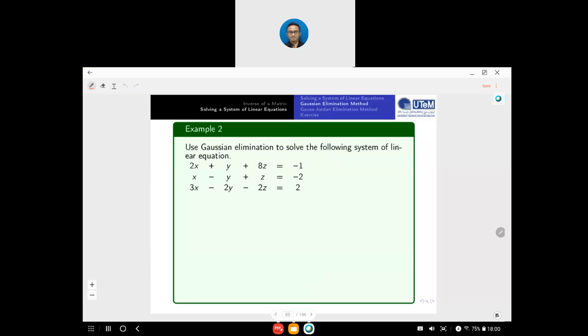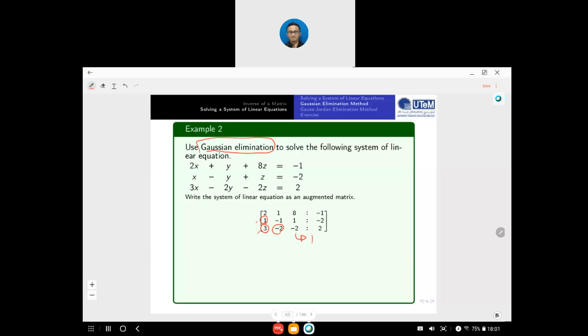Next, for example 2, using Gaussian elimination method to solve the following system of linear equations, also the same thing. Change this system of linear equations into an augmented matrix. So you can get this one. Okay. So by using Gaussian elimination method, we need to change this one to 0, 0, 0, and this one become 1 at least. Only that part. So first, we want to change 3 and 1 to 0.